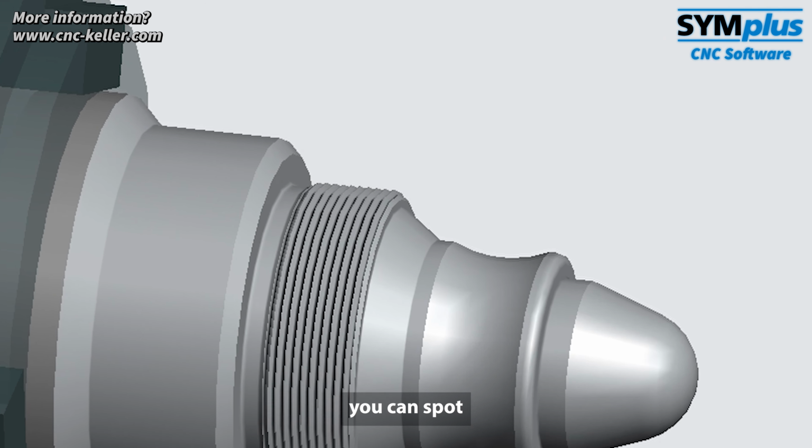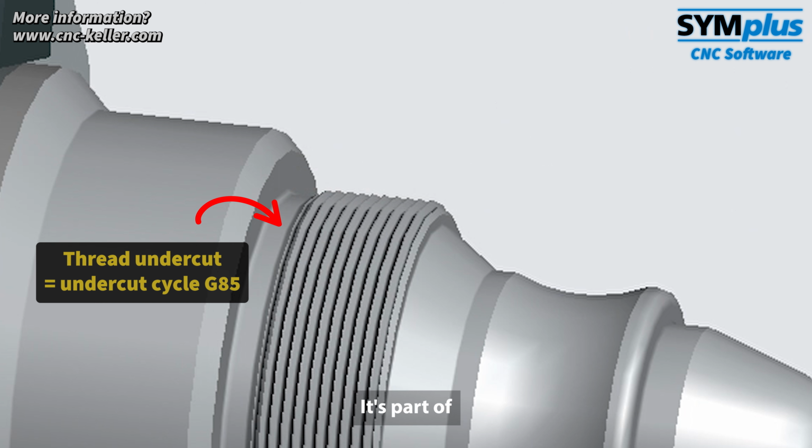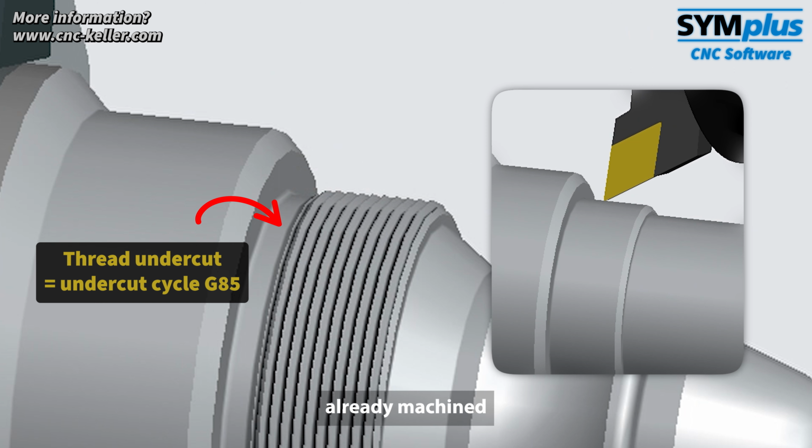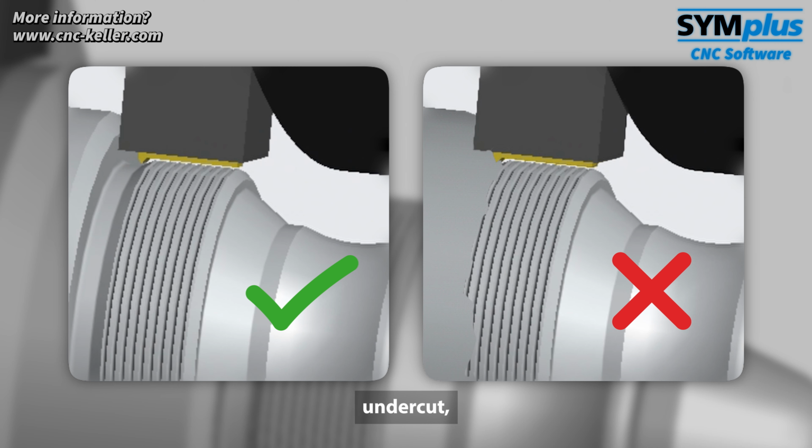Just before that, you can spot a small groove, the so-called thread undercut. It's part of the contour and was already machined during the roughing and finishing passes. Without this undercut, the thread couldn't be cut completely, as the threading tool would otherwise run into full material. The last threads would end up incomplete or damaged.